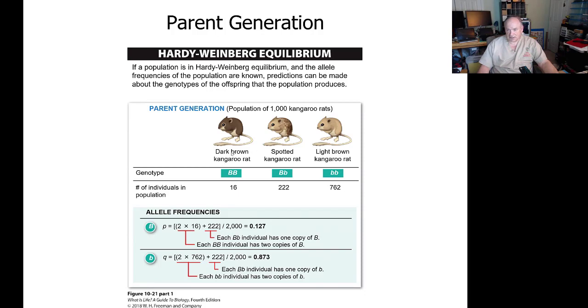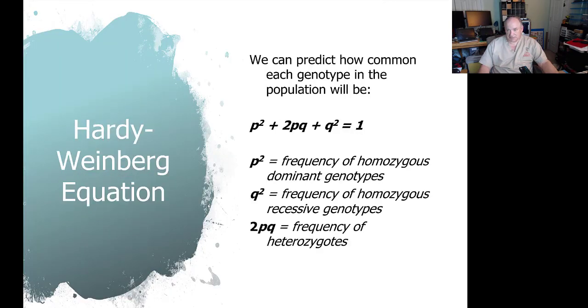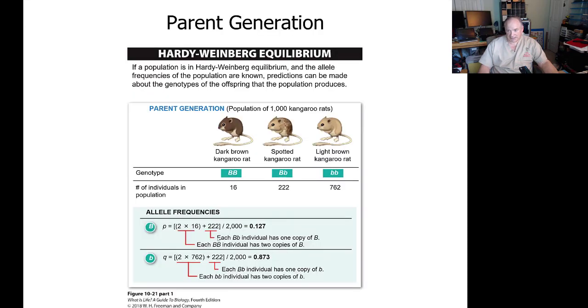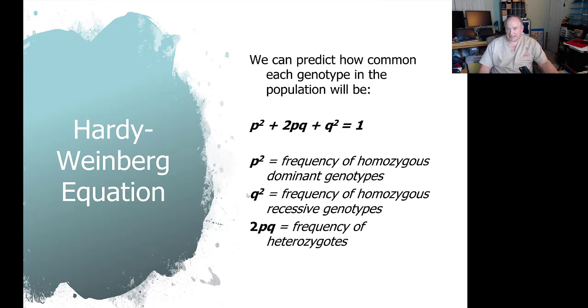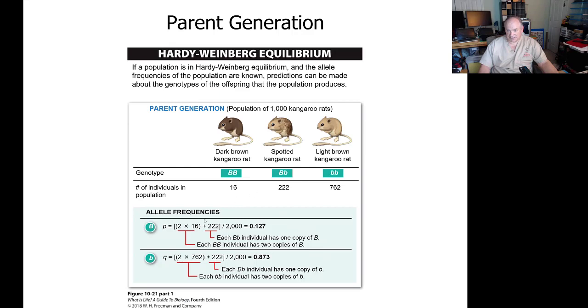If you look at the dark brown kangaroo versus the spotted kangaroo and the light brown, and then look at the number of individuals in the population, the allele frequencies would be those numbers. If you go back to the equation, it's p squared plus 2pq plus q squared. So if you take these numbers, 2 times 16 plus 222 divided by 2000 equals a particular value. What they're looking for is p, solving for the p part of the equation, and they reduce the equation to the math.